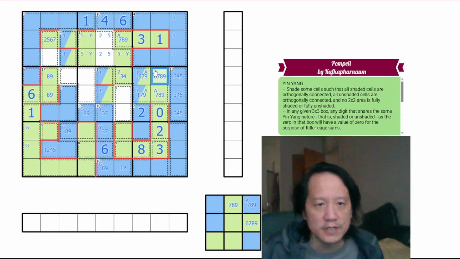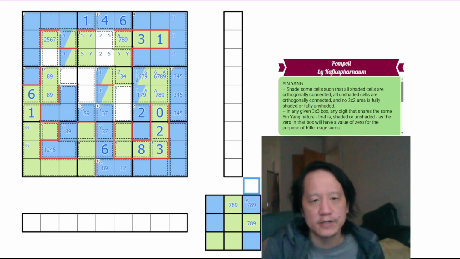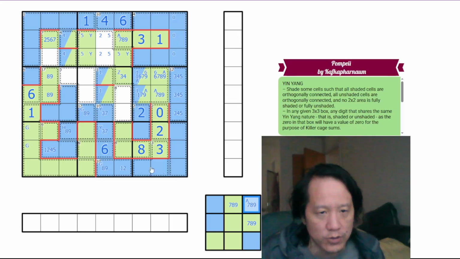We need a 6 in this 10 cage, and it can't be here, can't be here, so it has to be one of these two. So this can't be 6, so therefore we get the 7, 8, 9 triplet that we were talking about before.